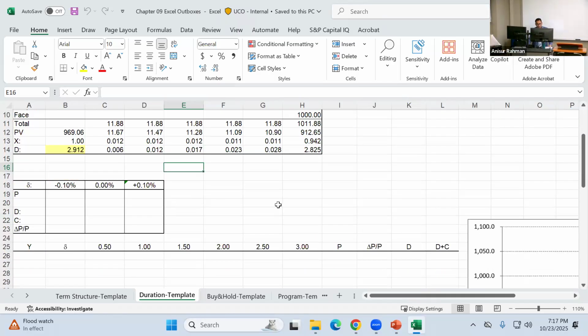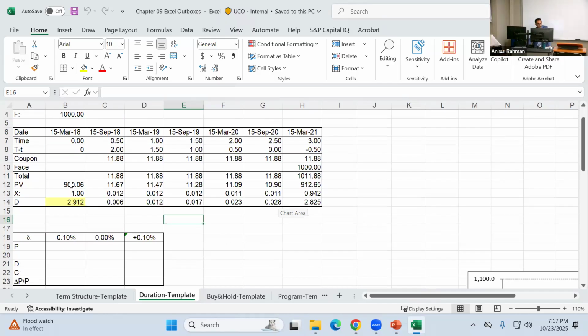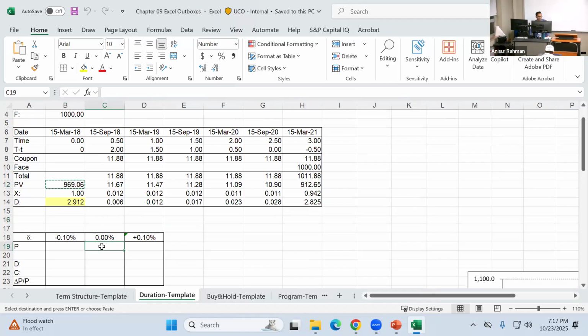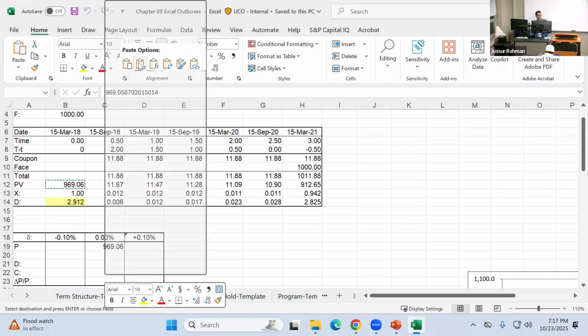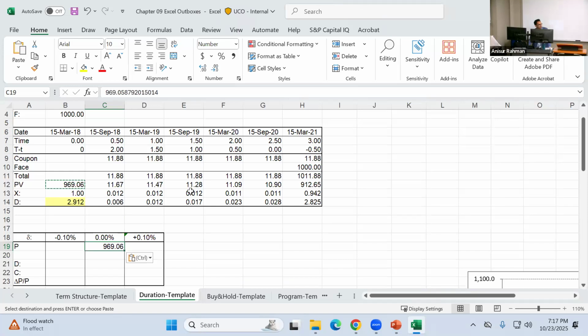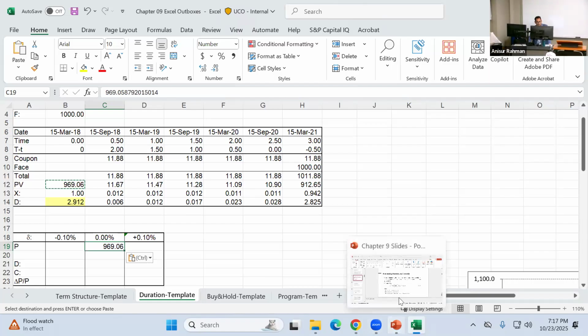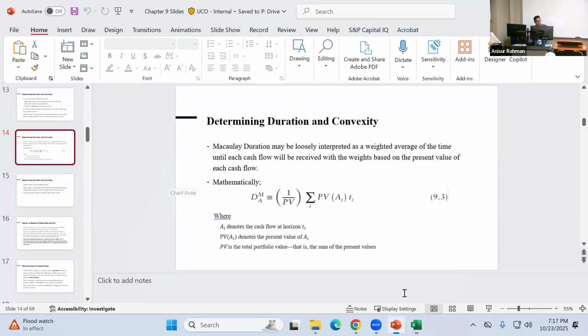Now what we are going to do, we are going to copy this, Control C, and paste as values here. So no change, 0.00%, right click, values. This 1, 2, 3 is values. Now, this is set up correctly, right? Now, what is our formula to calculate duration? So this is our Macaulay duration, right?